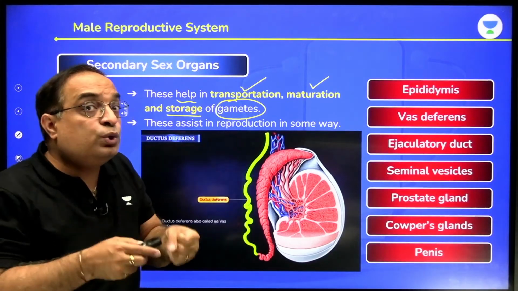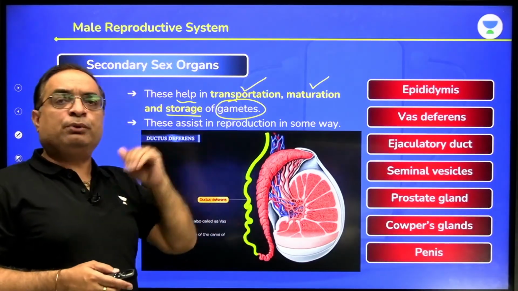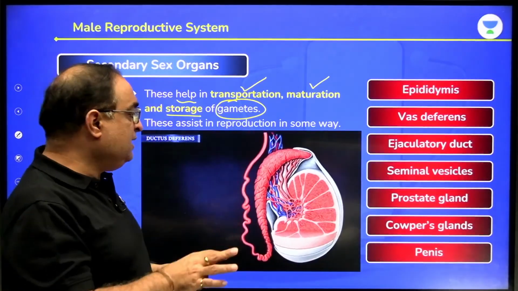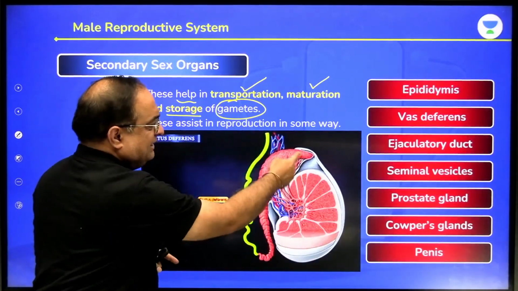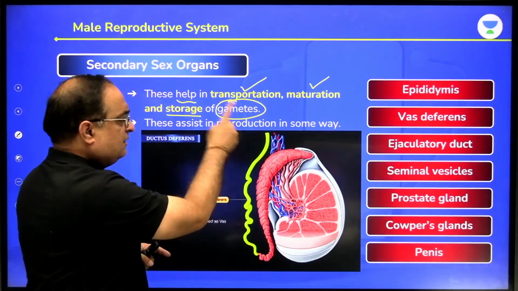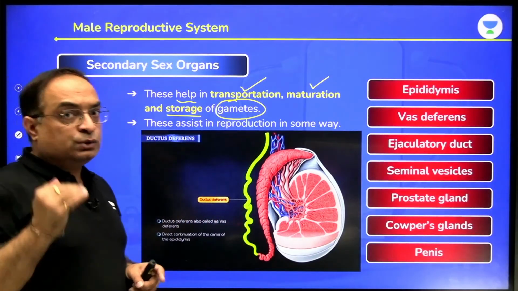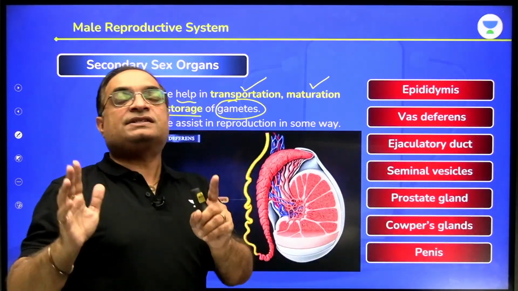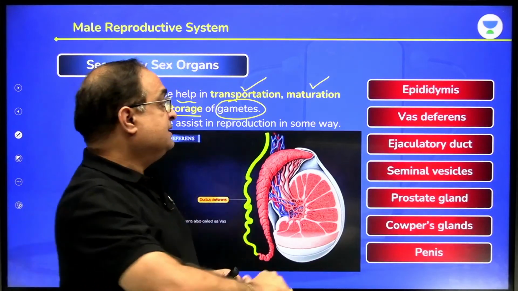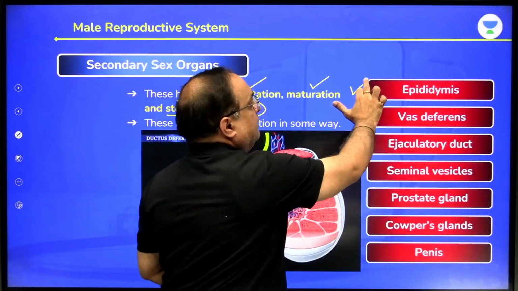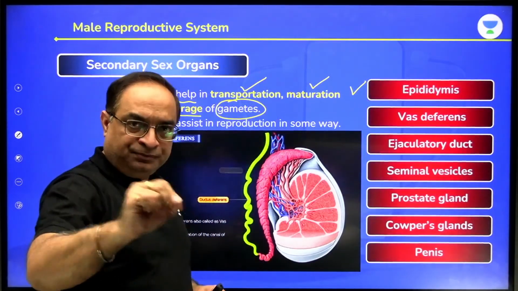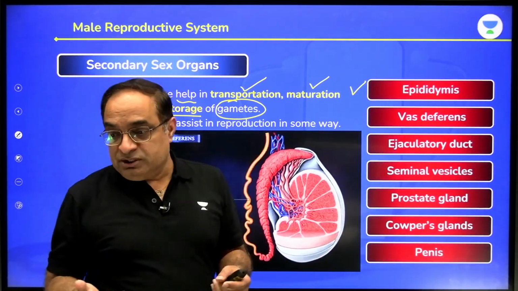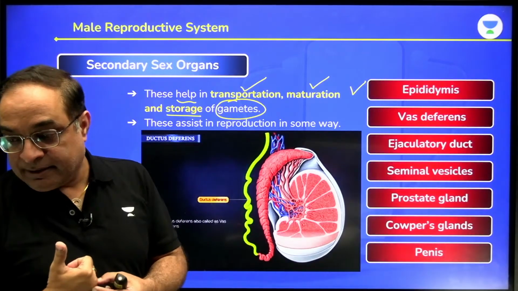They are going to store the gametes. They are going to transport the gametes. These are responsible for maturation of the gametes. As you can see, this is testes, epididymis, and this green colored structure is vas deferens. So the question is, what are the different secondary sex organs of male? Secondary sex organs are, number one, epididymis. If you can write down the spelling side by side, please do that. Pronounce it properly also, don't say it wrongly.